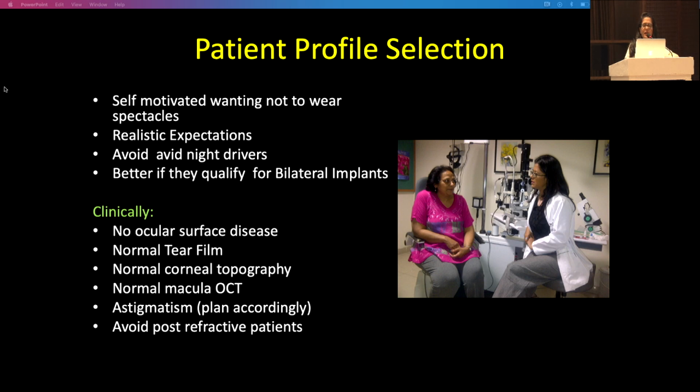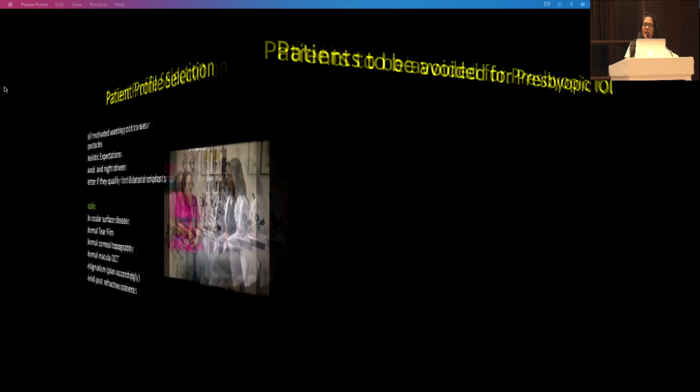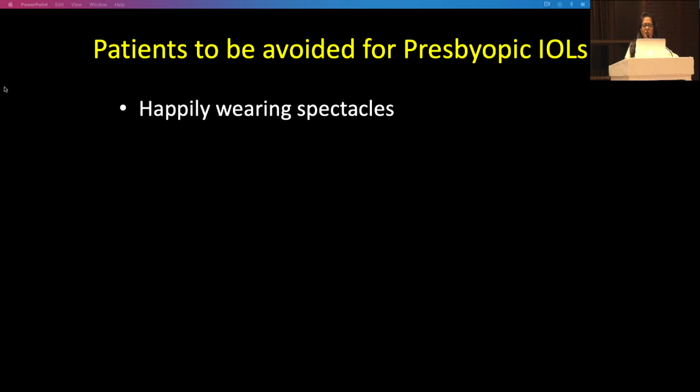Clinically, make sure that they have no ocular surface disease. Make sure that you treat the dry eyes before you do the presbyopic lenses. Corneal topography is very important to rule out any kind of irregular astigmatism, because that affects your visual outcome. See the astigmatism very carefully, and our speakers will talk about planning of that also. And initially avoid post-refractive patients because of their irregular corneas and problems in calculating, which we will also touch upon.